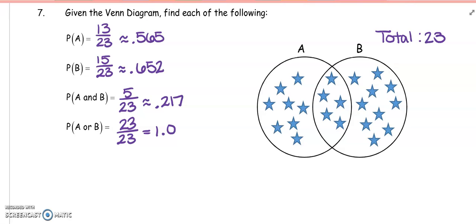If I want A and B, that is just this center area, that is 5 out of 23, which will give me 0.217. And if I want A or B, well, that is all of them, which is 1.0. So we've got our probability of our and or our or.